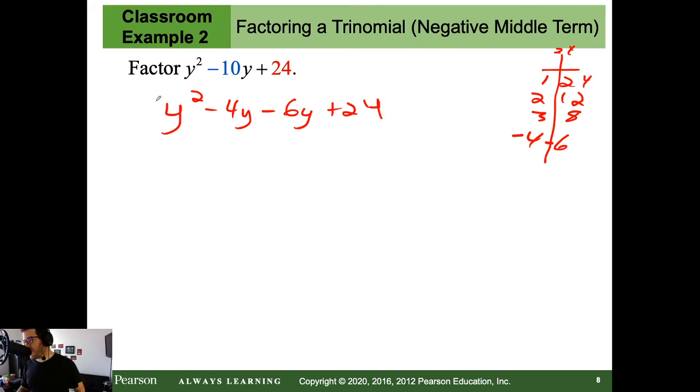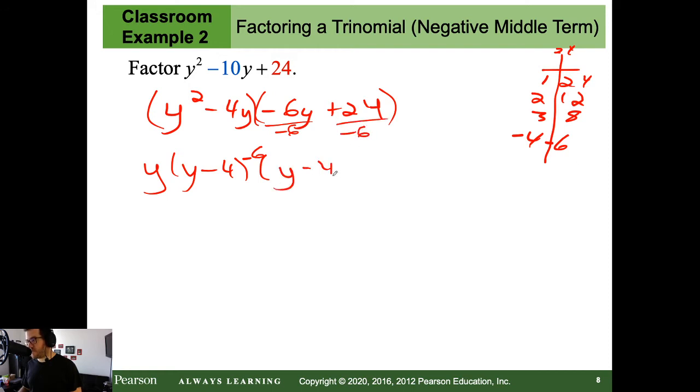All right. So then, factor by grouping. Bring your sign, because in this case, it's going to be y, and you're going to have y minus 4. In this case, it's going to be negative 6 on the outside. So this divided by negative 6 leaves me with a y. This divided by negative 6 leaves me with a minus 4, which does give me what I'm looking for here. So this is y minus 4 and y minus 6.